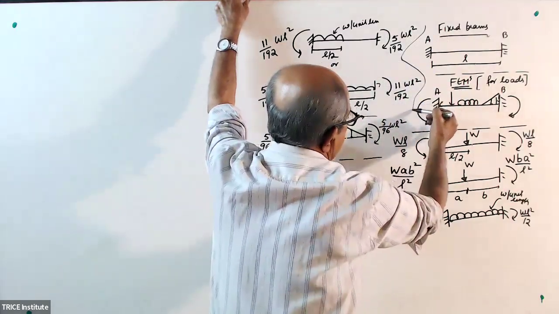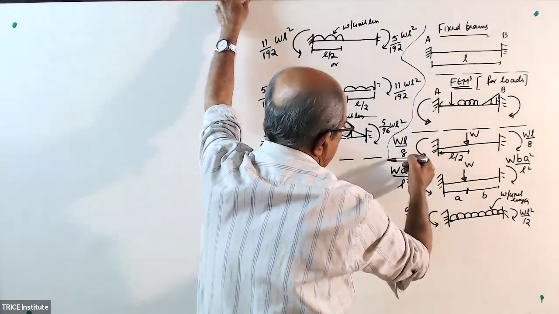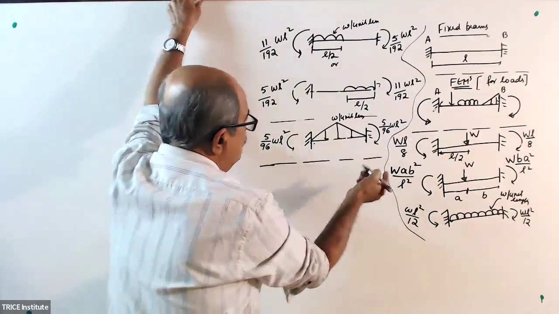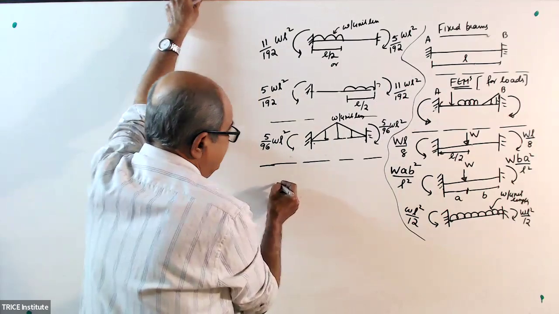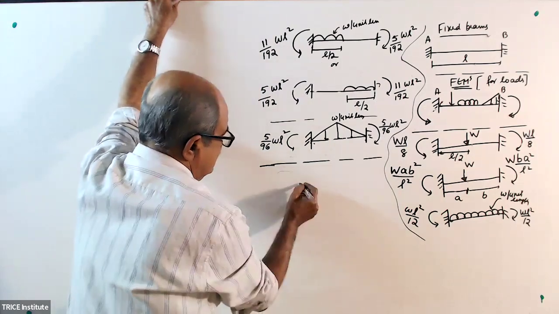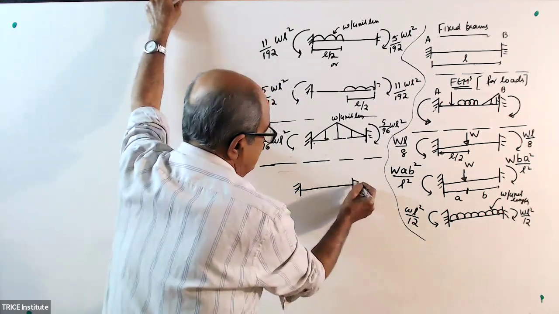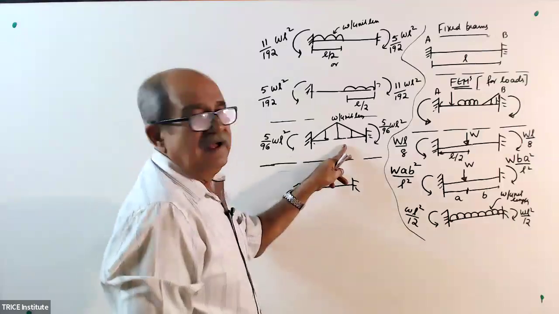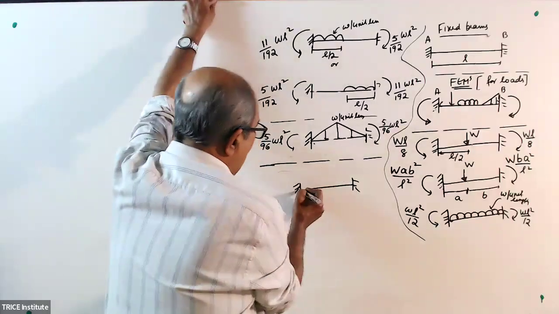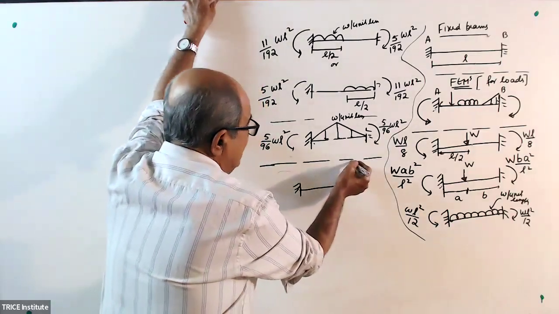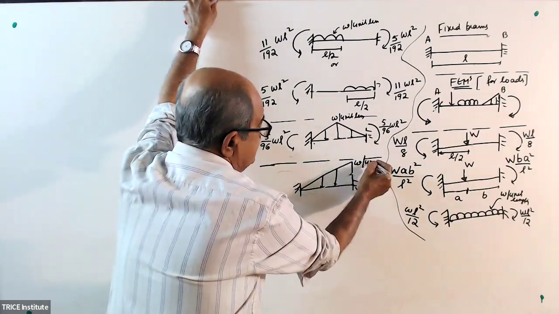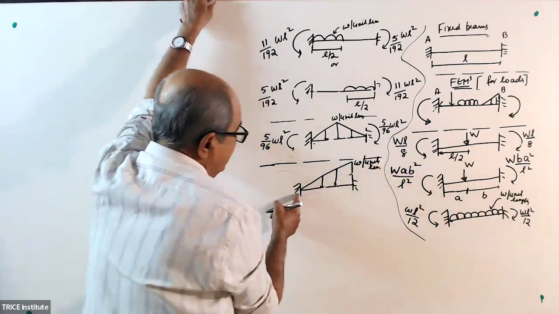Now, or you can have a fixed beam. See, I write here: fixed beam with uniformly varying load. Here it is 0 at the ends and maximum at the center. Here it is 0 at one end and maximum at the other end. See, this way. So here, W per unit length is the intensity. It is 0 here.